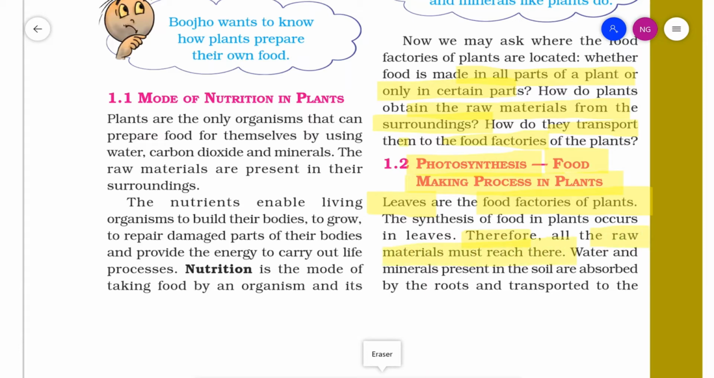So now we will understand what raw materials are. For example, if you have to cook rice, you need rice grains and water, right? So these rice grains and water become raw materials. Now we will see what the raw materials for plants are. They are water, carbon dioxide, minerals and even sunlight. All these raw materials must reach the leaves so that plants can prepare their food. So now we will see how these raw materials are transported to the leaves.